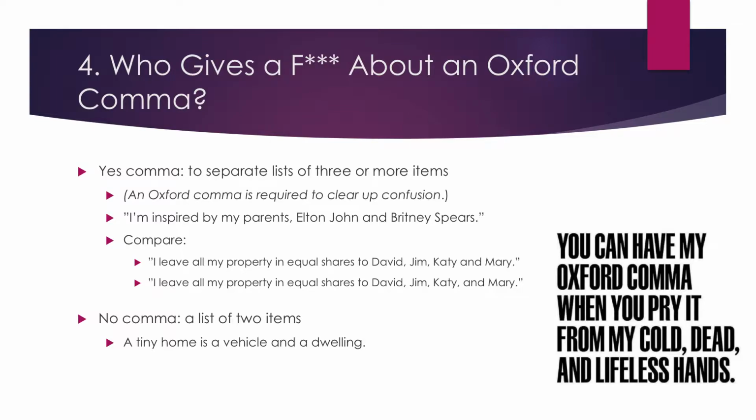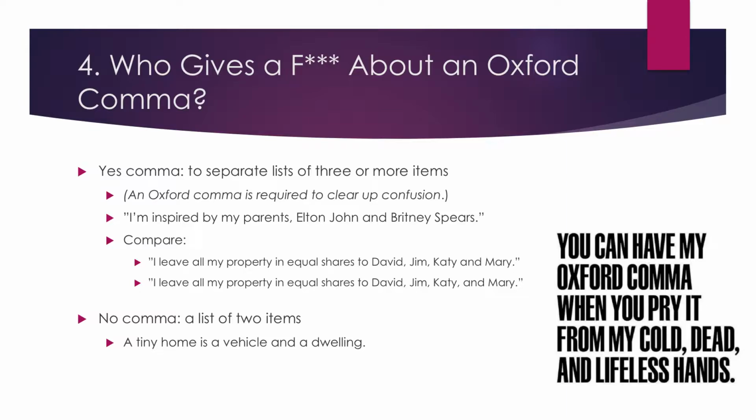So here's an example in estate planning. I leave all my property in equal shares to David, Jim, Katie, and Mary. Without the Oxford comma, what's going to happen? David and Jim are going to argue that Katie and Mary share one third of a share. So there's a third to David, a third to Jim, and a third to Katie and Mary. Putting the Oxford comma back in clarifies that in fact it's meant in quarter shares: one quarter to David, one quarter to Jim, one quarter to Katie, and one quarter to Mary.